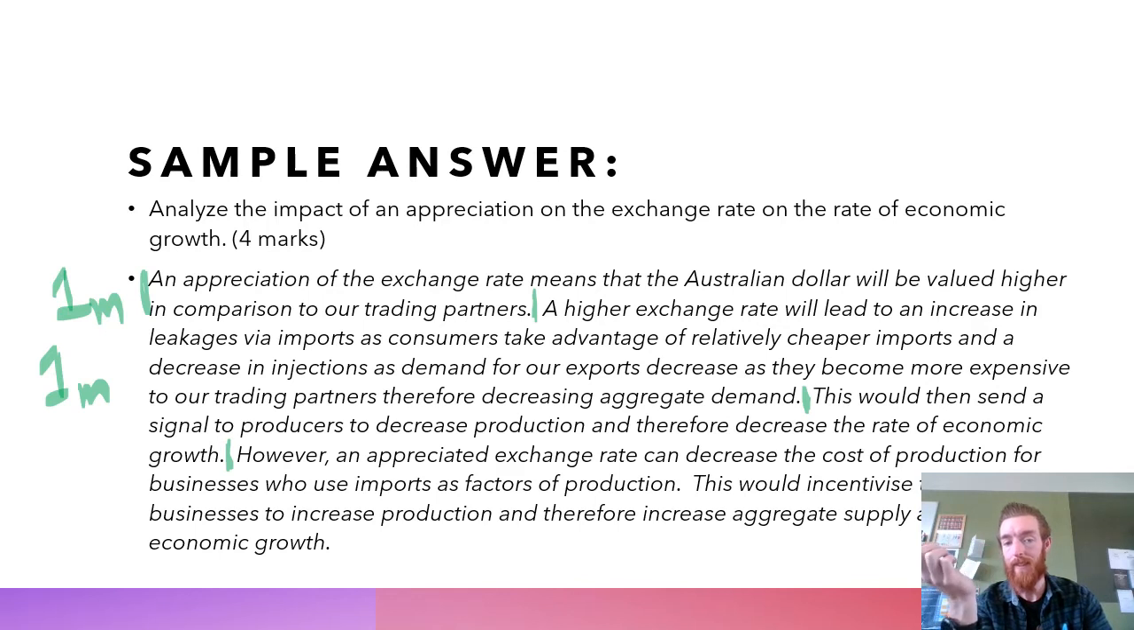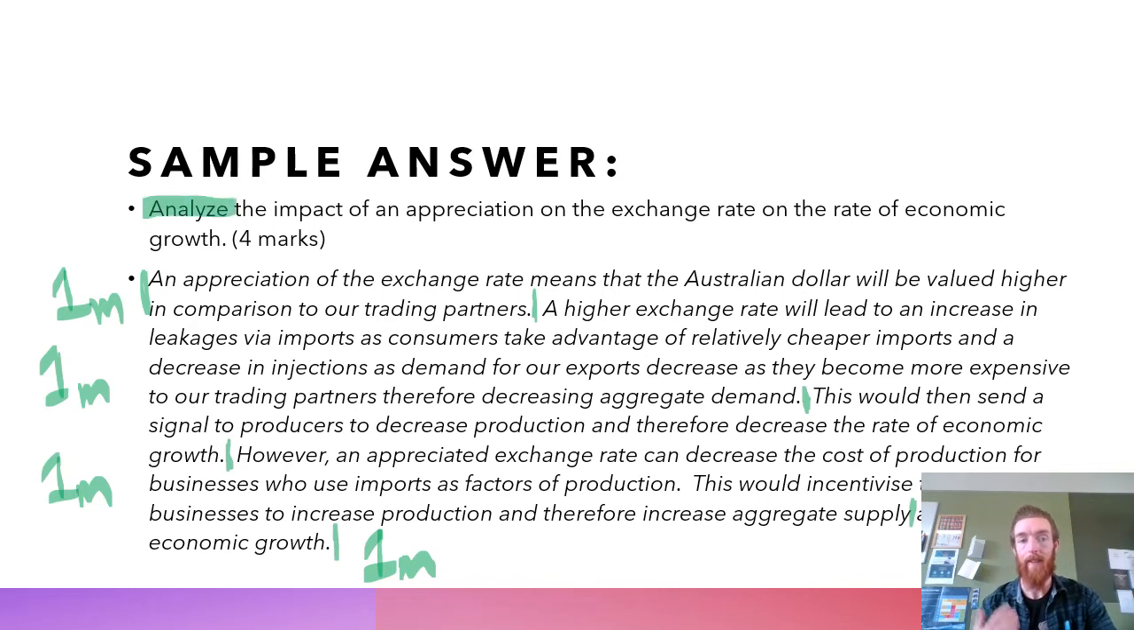This would incentivize businesses to increase production and therefore increase aggregate supply. So there's your second mark for the AS stuff, and increased economic growth, finalizing your mark in that area. So that covers both aggregate demand and aggregate supply, multiple effects, covering that analyze part because you're looking at the different parts in really specific features overall.